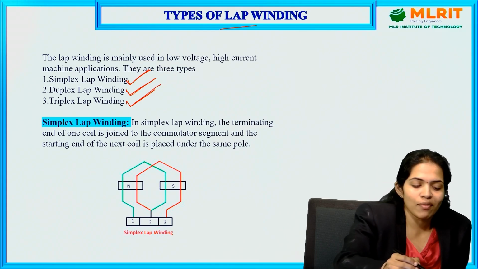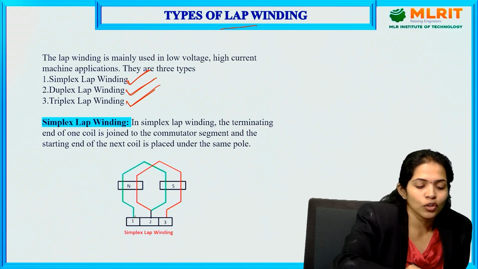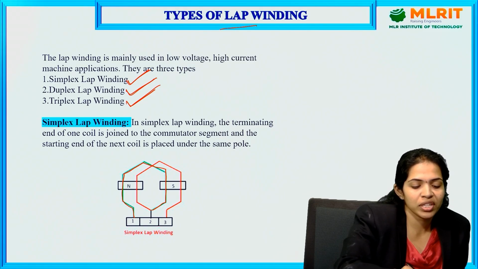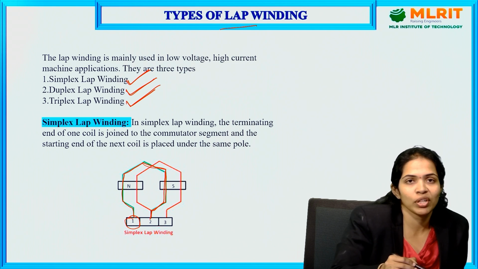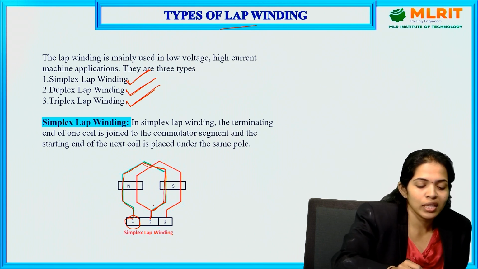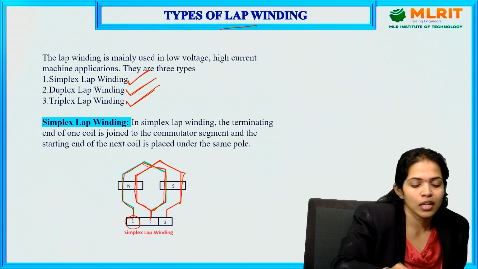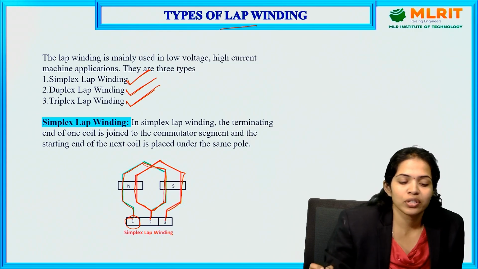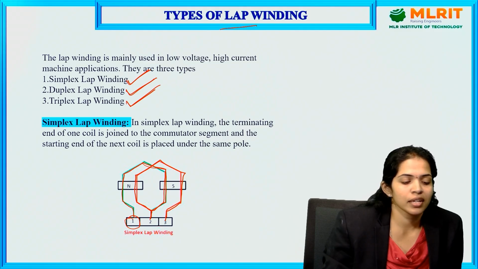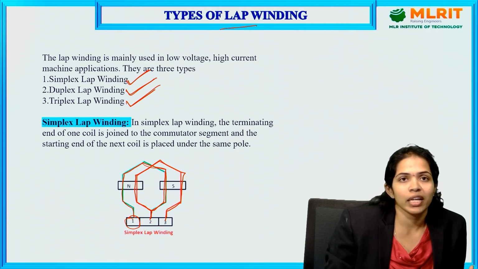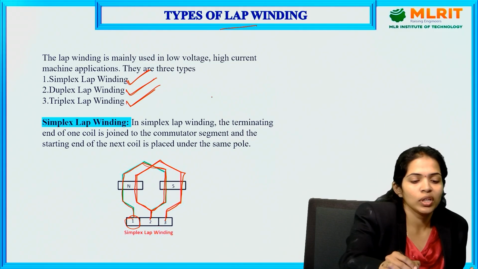In the simplex lap winding, we can see that the first end of the coil has started from commutator segment 1, and the second end of the same coil has ended in the adjacent segment of the commutator. So in this way, the connection goes on with the different coils in the armature. This kind of connection is nothing but the simplex lap winding, or basically it is the type of basic lap winding connection which we do in DC generators.